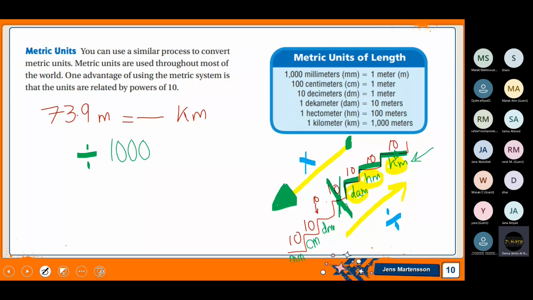Take it as the power of tens, so 10 times 10 times 10. Okay, so now we have to divide by 1,000. Now, before we stop, when you want to divide, do you have to go to the left or to the right?